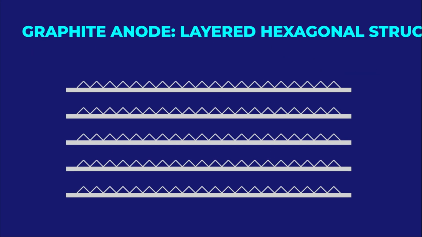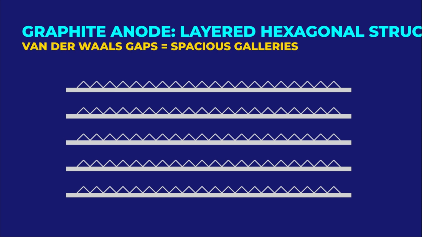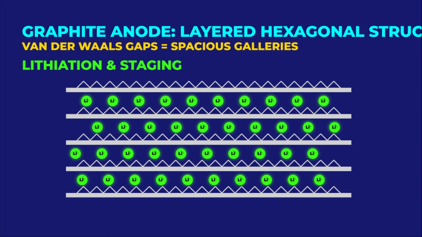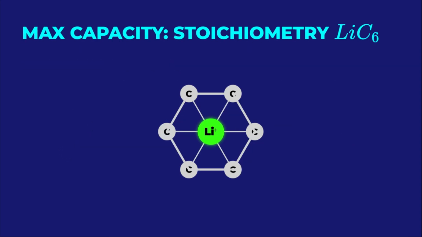Modern lithium-ion battery anodes predominantly utilize graphite due to its layered hexagonal structure. Graphene sheets are held together by weak van der Waals forces, creating spacious galleries for lithium ions to occupy. When the battery charges, lithium ions move into these spaces in a process called lithiation. This occurs in distinct steps known as staging, where the ions first fill every fourth layer, then every third, until reaching a fully saturated state where every layer contains lithium.